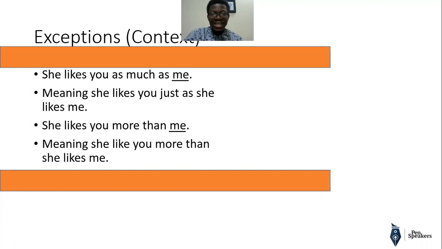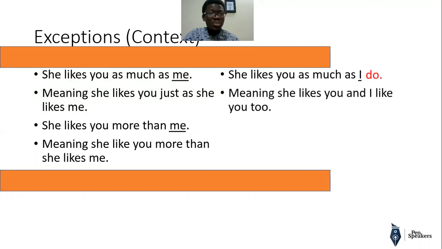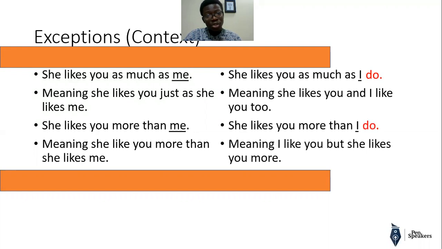Now, even though this is correct and we have gone for the object pronouns, it doesn't mean that if we go for the subject pronouns, it will not be correct. So take a look at this. She likes you as much as I. That is making sense as well, because there is an invisible do. That means she likes you and I like you too. All right. Or take a look at this. She likes you more than I. If you remember that there's a do after that, it should be she likes you more than I do. That means I like you, but she likes you more.